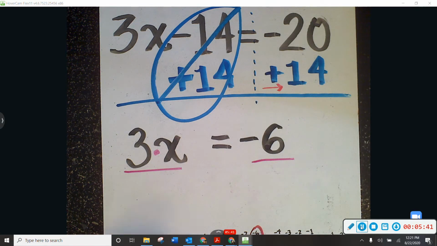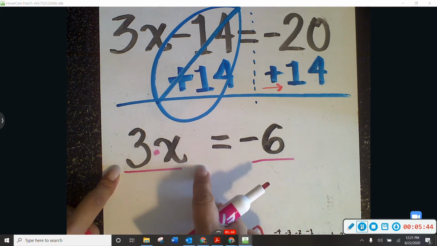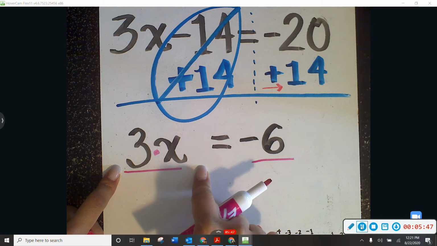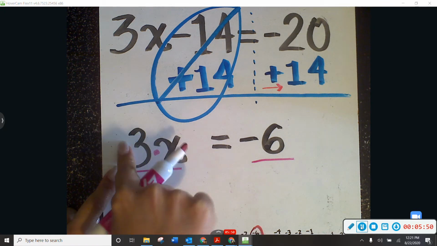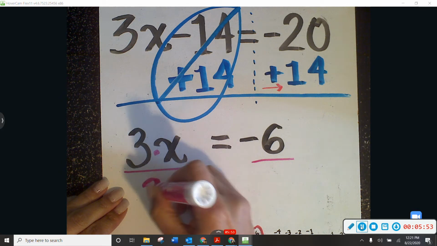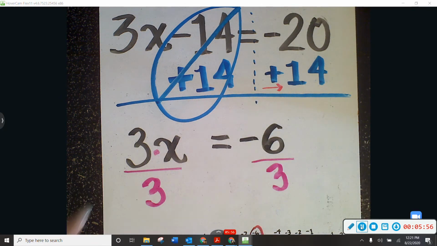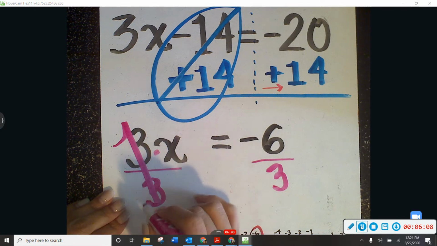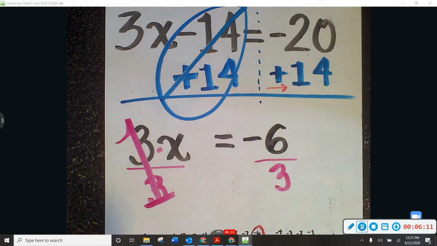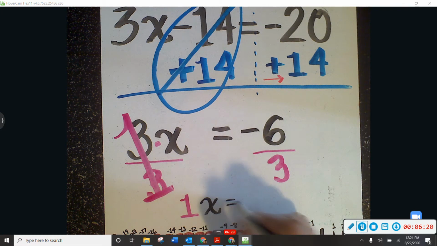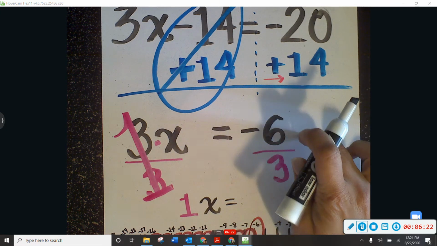So whatever I do on the left, I have to do to the right. Now, technically this says 3 times x. So the opposite should be divided by 3. Again, we're going to put divided by 3 on both sides. Now, 3 divided by 3 reduces to a giant 1. That means I am left with just 1x is equal, well, 3 goes into 6 2 times. Don't forget the negative.